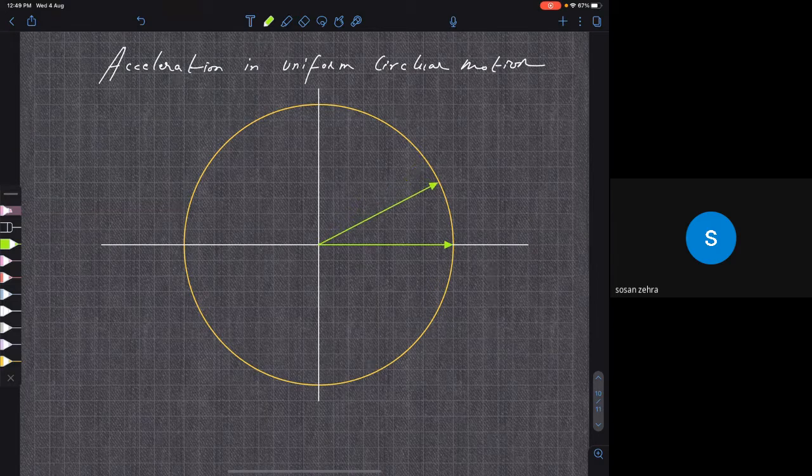So let me just write down. Can I write it as initial position ri bar, and can I write it as final position rf bar? Any problem? Okay, is it correct? Yes, sir. Now initially, see, always the velocity will be tangential to the circle. Do you agree?